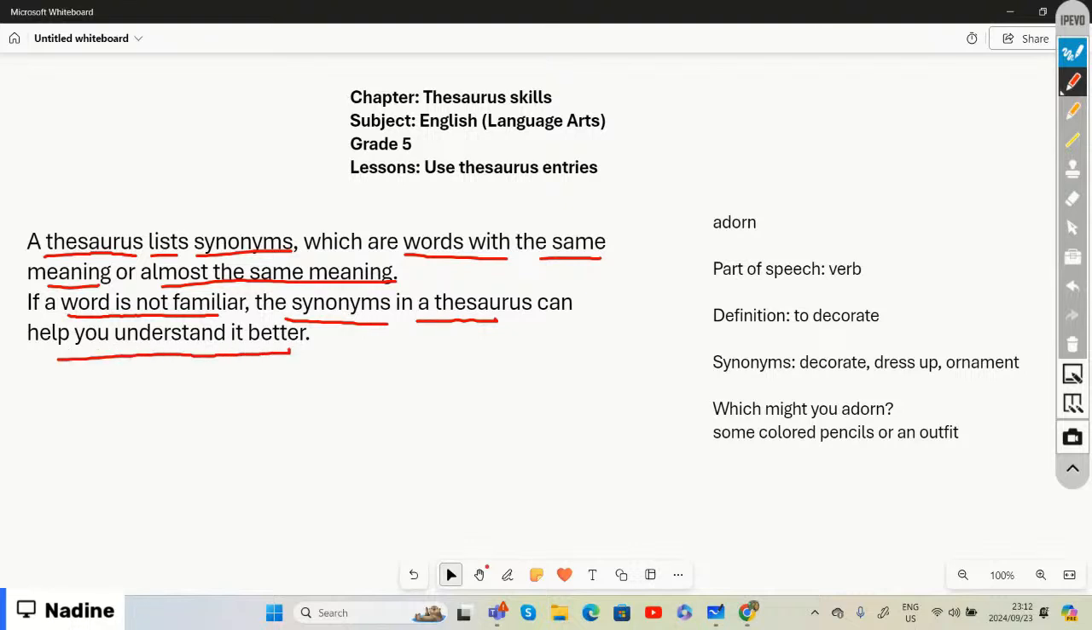It's the same like with dictionary skills, right? With dictionary skills, they give you more than one meaning. So for example, if one meaning doesn't make sense, you can look at the other meaning. If that one doesn't make sense, you can look at the next meaning. And then they also give you an example of how to use it, and that means that if you're not familiar with that meaning, then the example will at least show you how you can use it within a sentence. So that is the same with the thesaurus. A thesaurus lists synonyms. Synonyms are words with the same meaning, or words with almost the same meaning.